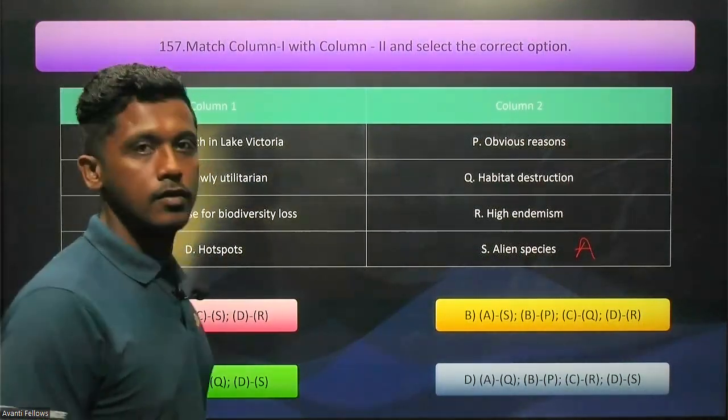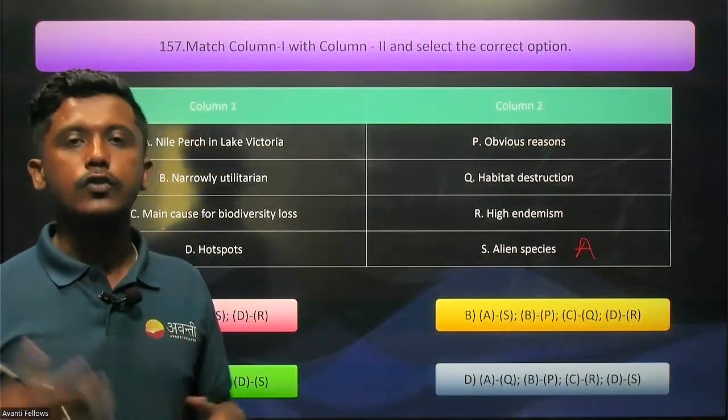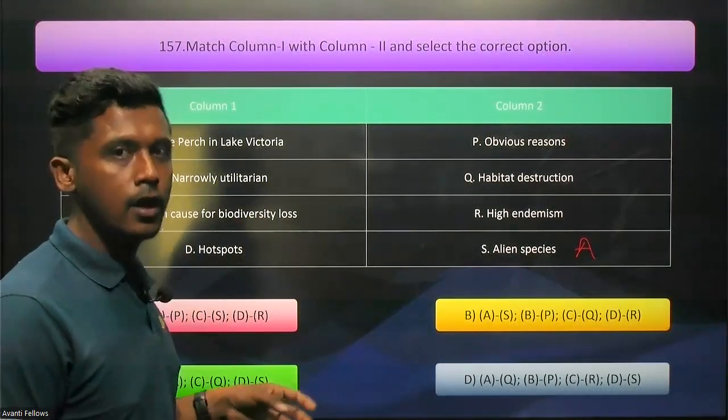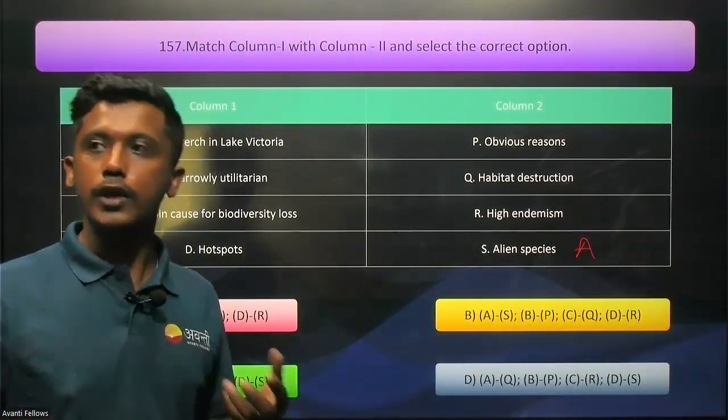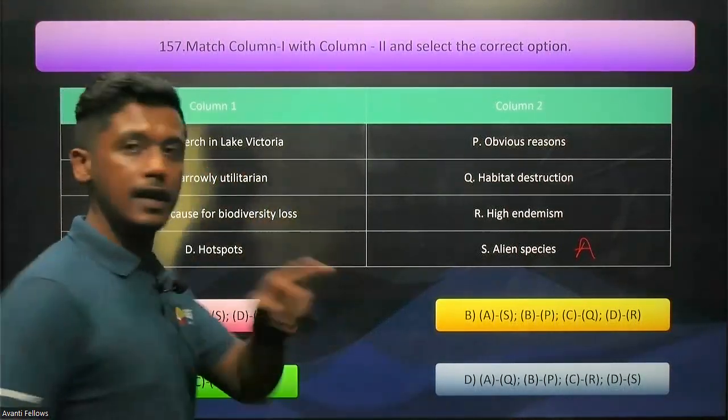Narrow utilitarian. Now, what is narrow utilitarian? Because we get so many benefits from nature, we try to preserve it. So this is called narrow utilitarian. And why do we do this? For obvious reasons. Why don't we cut trees? Because they give us oxygen and rainfall. So those are called obvious reasons.